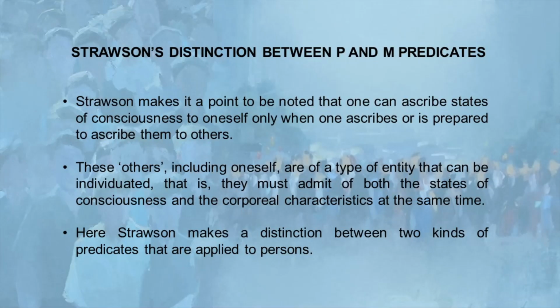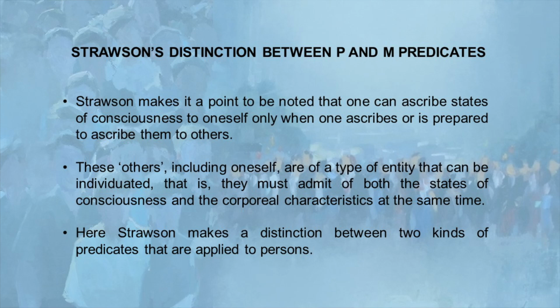Now, let us discuss Strawson's distinction between the P and the M predicates. So far as Strawson is concerned, he makes it a point to note that one can ascribe states of consciousness to oneself only when one ascribes, or is prepared to ascribe, them to others. This other includes oneself, who are of a type of entity that can be individuated. That is, they must admit of both the states of consciousness and the corporeal characteristics at the same time.